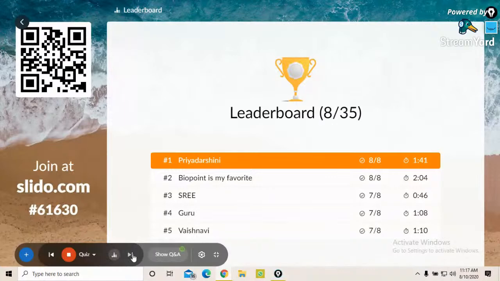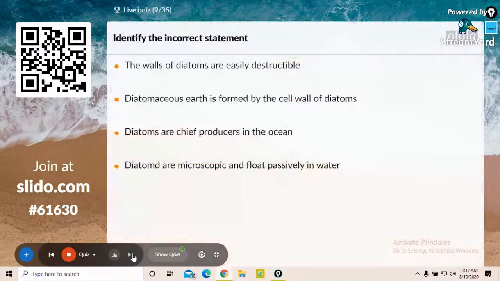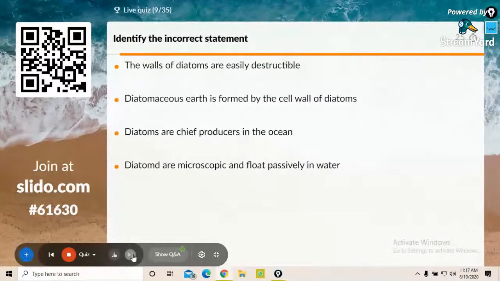Yes. Ninth question on the screen. Identify the incorrect statement. The walls of diatoms are easily destructible. Diatomaceous earth is formed from the cell walls of diatoms. Diatoms are the chief producers in the ocean. Diatoms are microscopic and float passively in water. Incorrect statement. Direct sentences from NCERT.